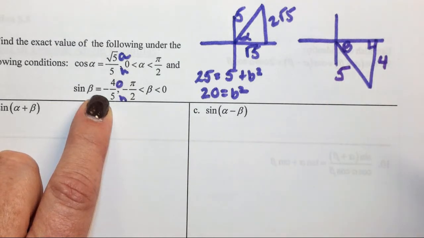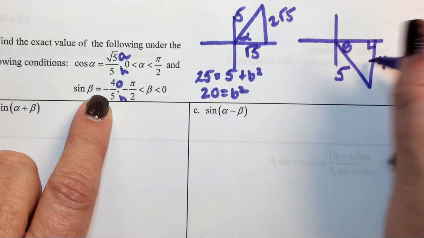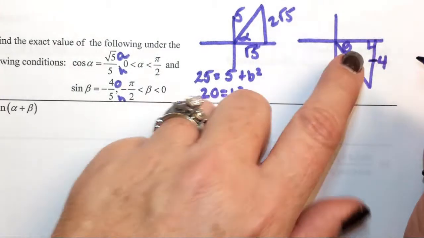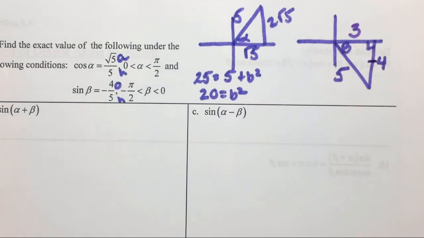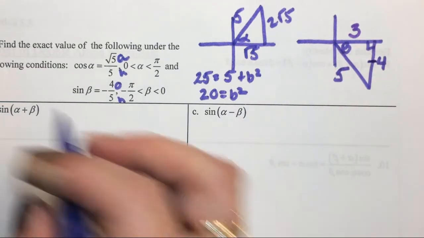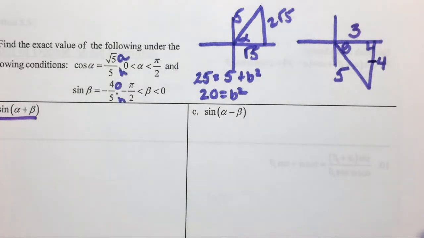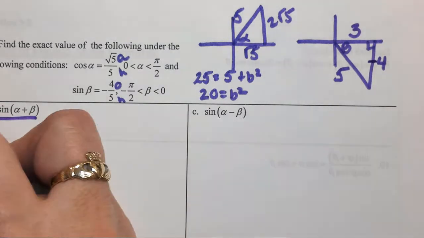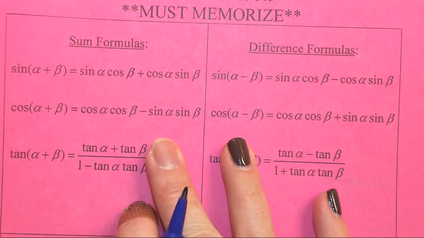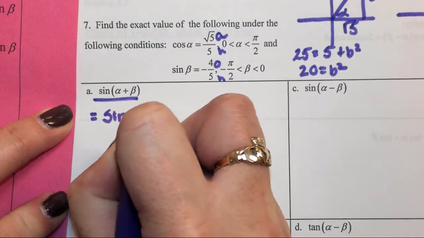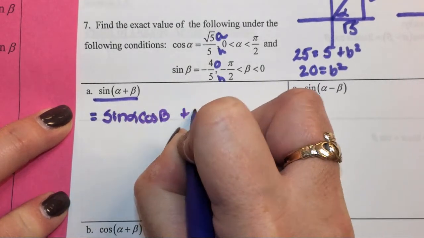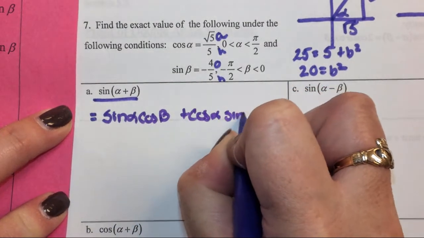Where do I put the negative sign? Opposite side, in front of the 4. Your Pythagorean triple, what's this third side going to be? 3. Do I need to worry about a negative sign in front of the 3? No. Okay? So now I want to find the sine of alpha plus beta. Going back to your sine sum formula, the sine of alpha plus beta is sine alpha cosine beta plus cosine alpha sine beta.